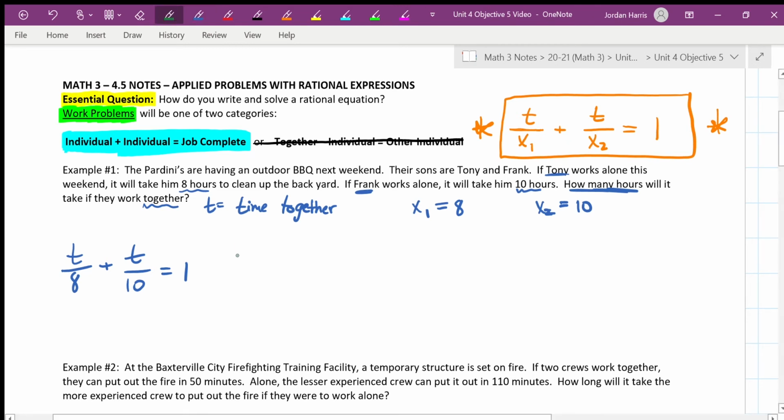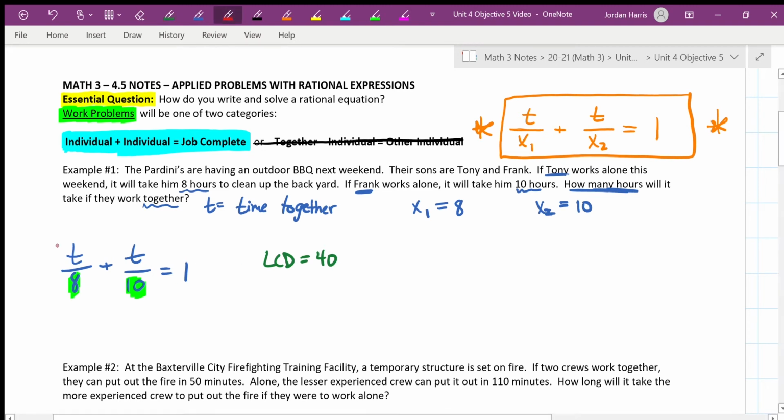So we're going to solve it the same. We need to look at the least common denominator. We have 2 denominators here, and we need the least common denominator between those two. So what bigger number can I turn both 8 and 10 into? Well, 40. 8 times 5 is 40. 10 times 4 is 40.